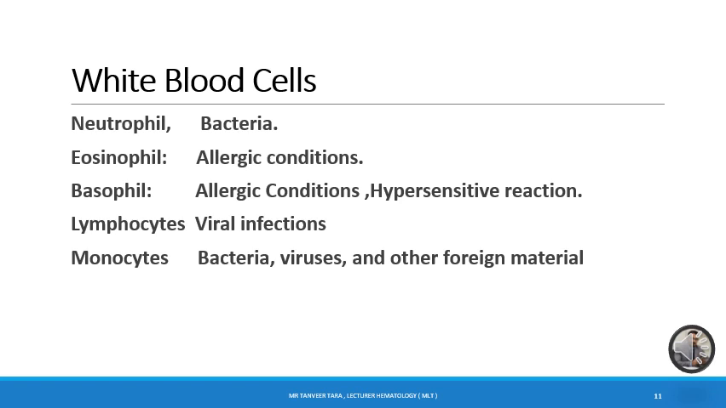They fight against infection. Like we will discuss neutrophil. Neutrophils are the most numerous white blood cells and comprise about 55 to 75% of the total leukocyte population in the normal individual. They comprise 90 to 95% of all granulocytes.